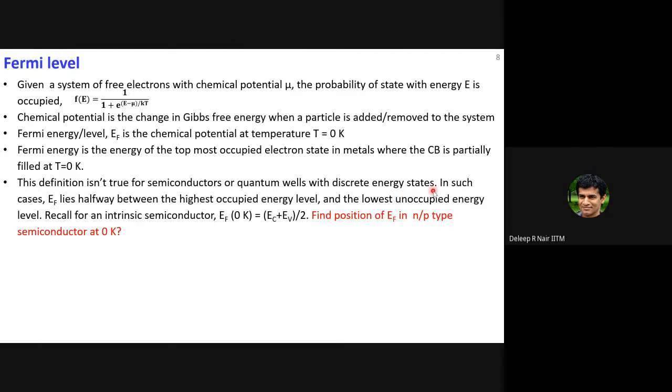For such systems, the Fermi level at 0 Kelvin lies halfway between the highest occupied energy level and the lowest unoccupied energy level. So you may recall that for an intrinsic semiconductor at 0 Kelvin, the Fermi level is given by EC, that is the bottom of the conduction band, plus EV, the top of the valence band, divided by 2, right? So Fermi level lies at a place where there are no energy states. Here is something you can think over: find the position of Fermi level in an N-type or a P-type semiconductor at 0 Kelvin.